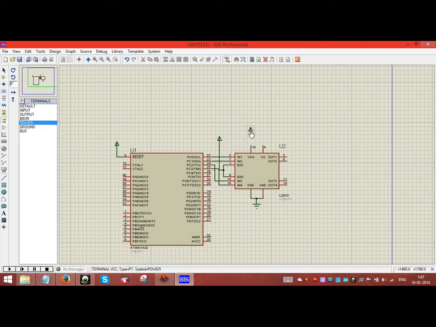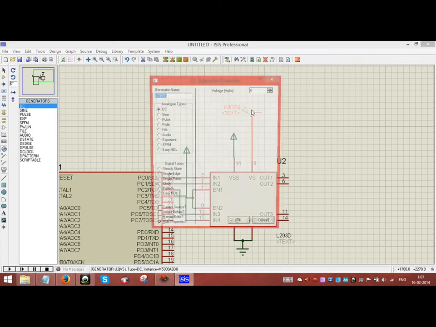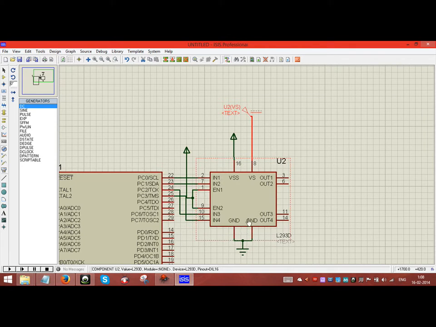The power should be given to VSS so that the IC L293D is activated, and for the motor to run, we need a 12 volt supply at the VS.